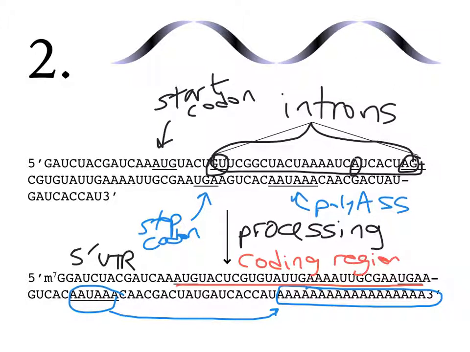Then everything between the stop codon and the end of the transcript is the 3' end of the transcript. That's the 3' untranslated region, doesn't code for protein. And again, we see that poly-A signal sequence, which directs, after about 25 or so nucleotides, the addition of the 3' poly-A tail.